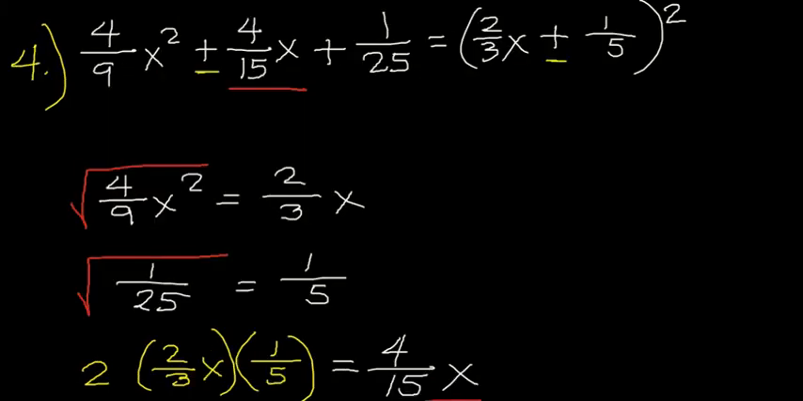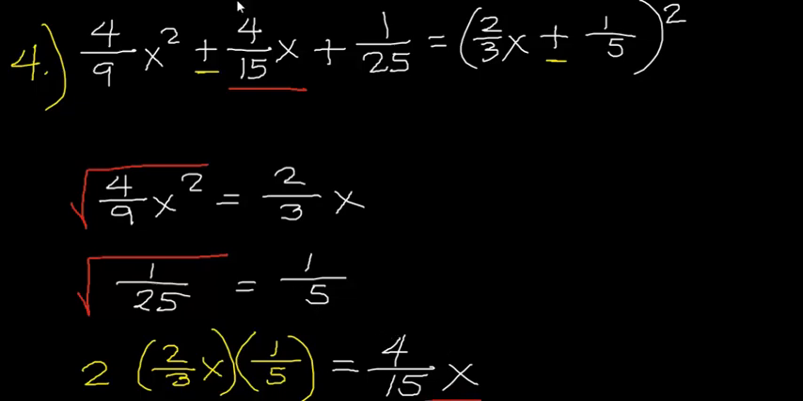For number 4, we have 4 over 9 x squared plus 4 over 15 x plus 1 all over 25. You get the square root of our first term, and we have here 2 over 3x. And then you also get the square root of our third term. We have here 1 over 25, and its square root is 1 over 5. Multiply the results by 2. We have here 2 multiplied by 2/3 x multiplied by 1 over 5, and we have 4 over 15x.